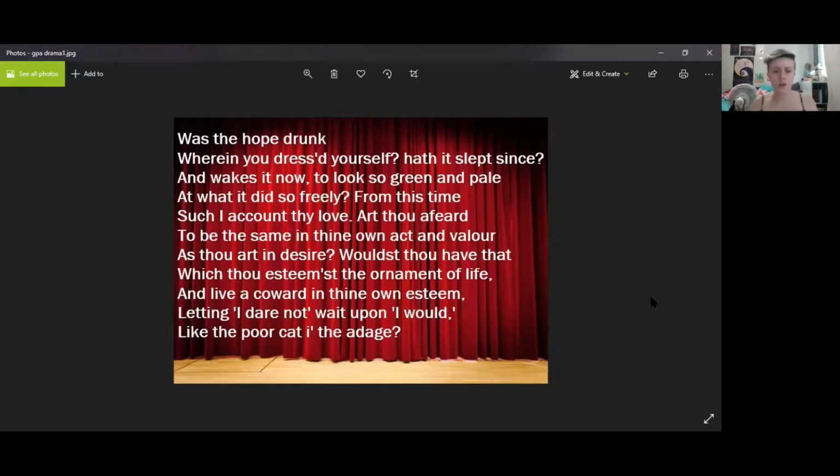Was the hope drunk wherein you dressed yourself? Hath it slept since? And wakes it now to look so green and pale at what it did so freely? From this time such I account thy love. Thou art afeared to be the same in thine own act and valour as thou art in desire. Wouldst thou have that which thou esteem'st the ornament of life, and live a coward in thine own esteem, letting I dare not wait upon I would, like the poor cat in the adage?